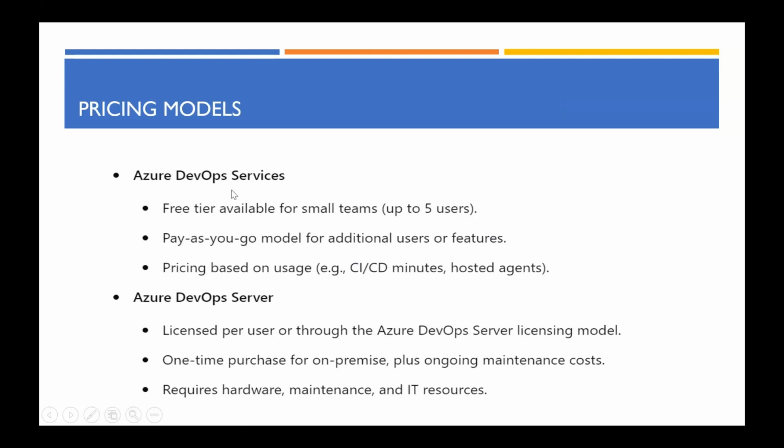Now let's discuss the pricing models. Azure DevOps Services has a free tier available for small teams. You can use Azure DevOps Services for free up to 5 users. If you have more than 5 users, then you will have to take the license. There is a pay as you go model for additional users or features. If you are adding more users or features, you will of course have to pay for it.